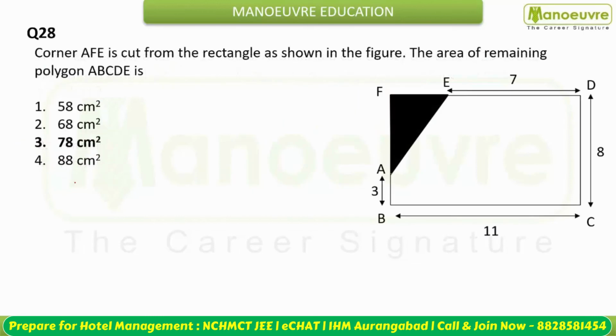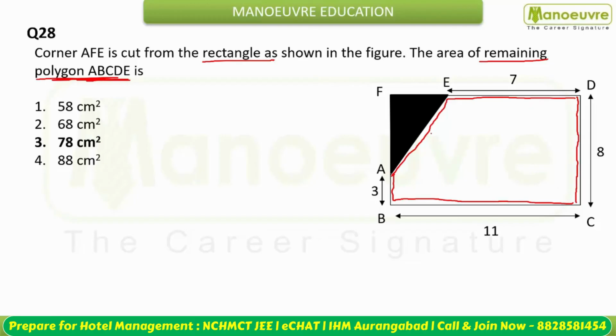Now this one is a very good question from the geometry. You have to find out, you are given the corner AFE is cut from the rectangle as shown in the figure. The area of the remaining polygon ABCDE, that is, you have to find out the area of this remaining polygon. So what you have to do is just check the coordinates of this triangular portion.